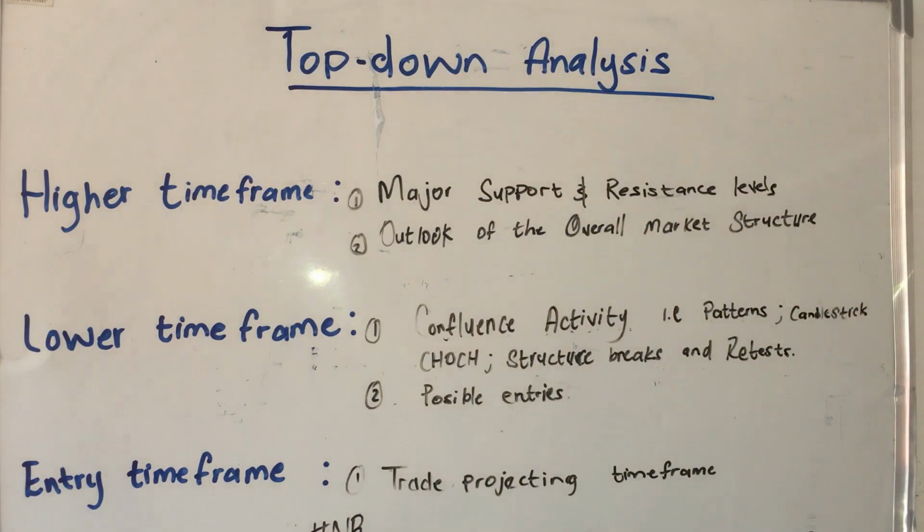Outlook of the overall market. This is the other thing we're looking at on the higher time frame. What is the market doing? Is it a bullish structure? Is it a bearish structure? Is it changing direction on the higher time frame, or is it continuing in the same direction? Is it creating patterns on the higher time frame, or is it not? Is it creating candlesticks or whatever? What is it doing overall on the higher time frame? This is basically going to determine what is going to happen in the future.